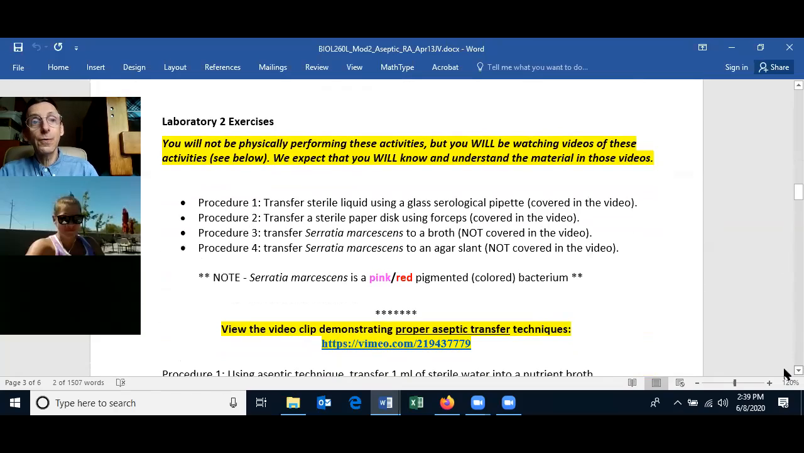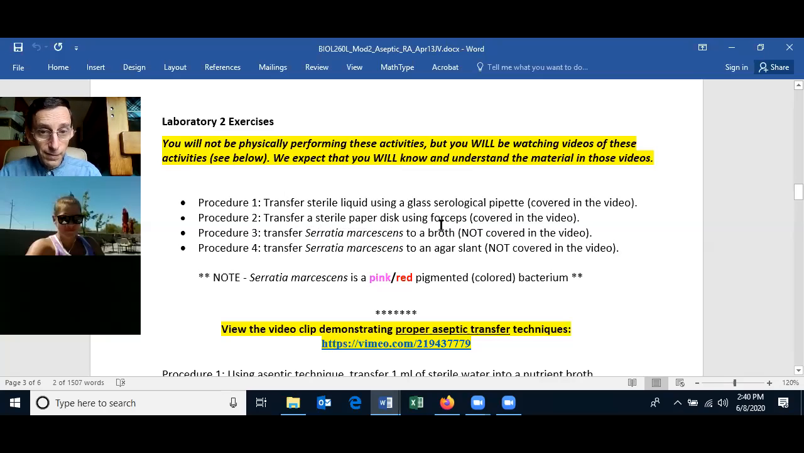So in the laboratory 2 exercises, you're not physically performing these activities, but you will be watching the videos and doing some of the activities virtually below. We expect that you will know and understand the materials in these videos and in the activities you'll do. In procedure 1, you're going to transfer from a sterile liquid using a glass serological pipette, which is not covered in the video, but there's some reading for it.